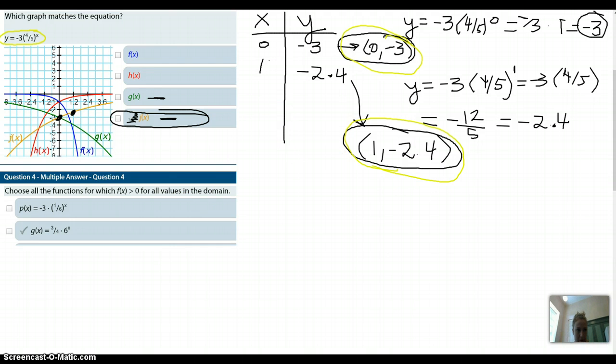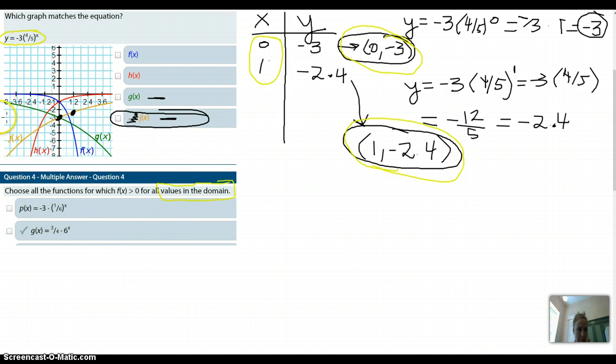So let's talk about domain for a second. When it talks about values in the domain, that just means values that we pick for x. Like in the last problem that we did, the domain that we chose was just 0 and 1 because those were the x values that we chose. So here, it's saying we want to find the function that no matter what we put in for x, it always gives us a positive number for y. So let's take a look.